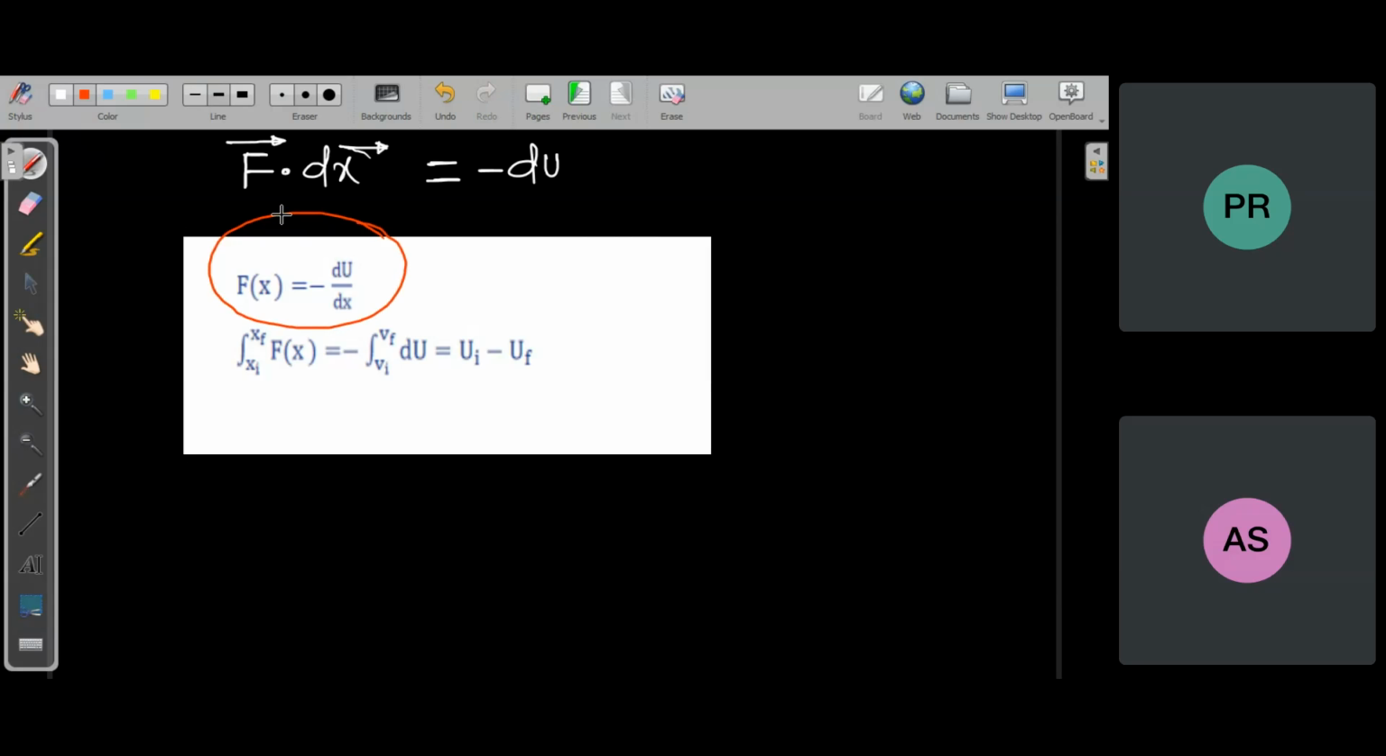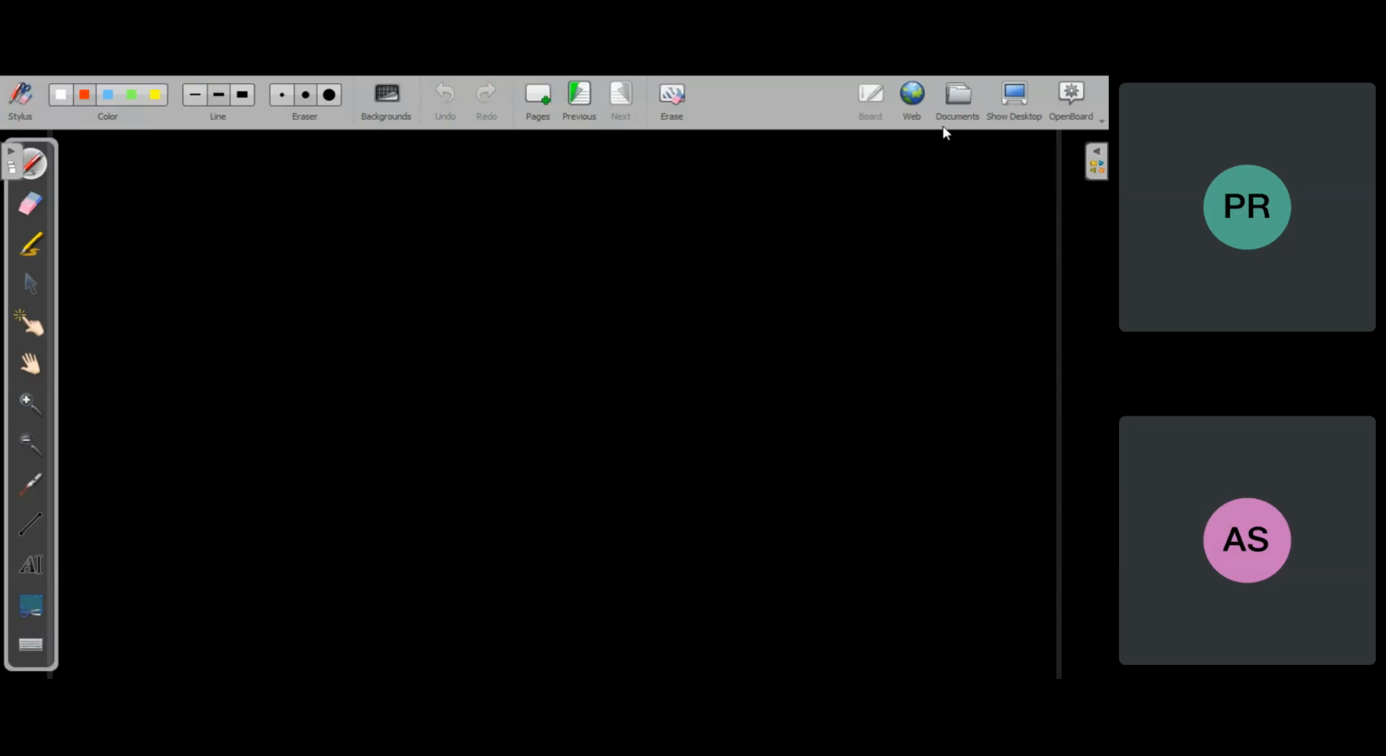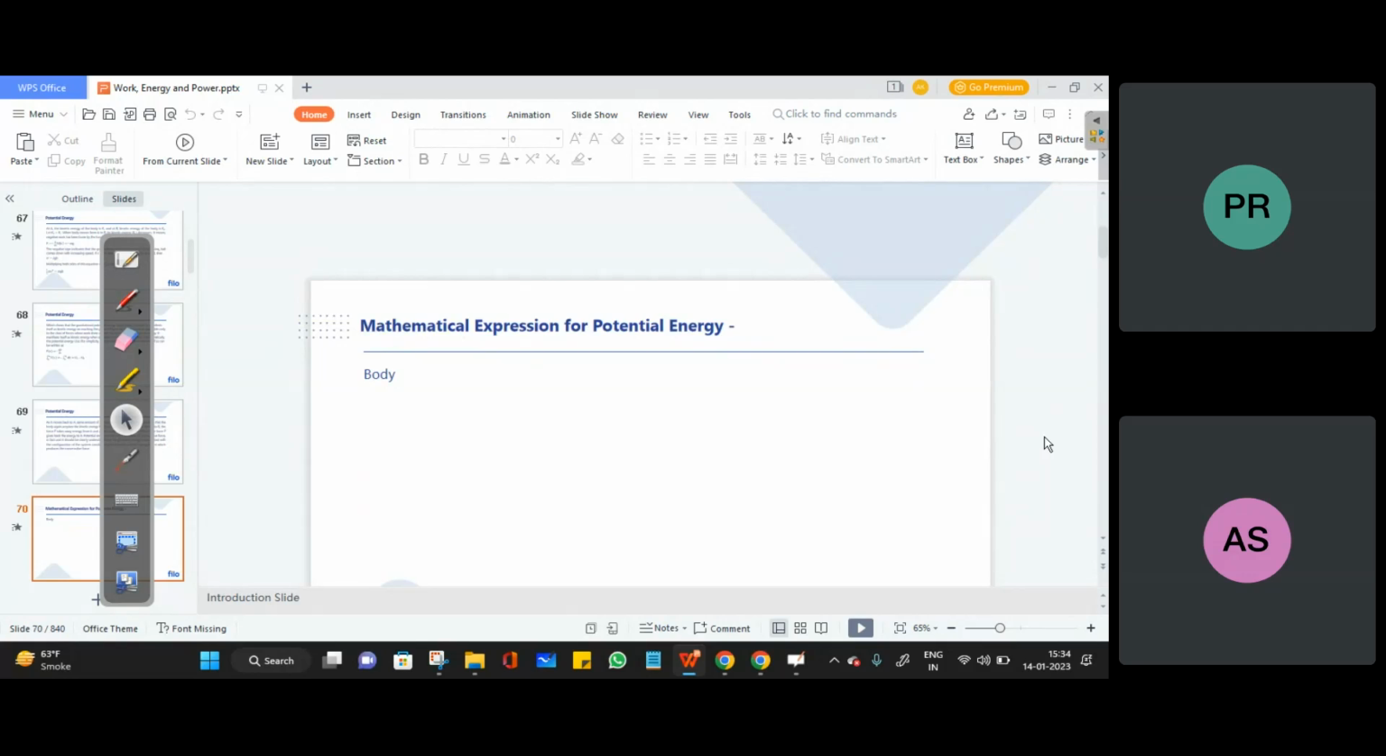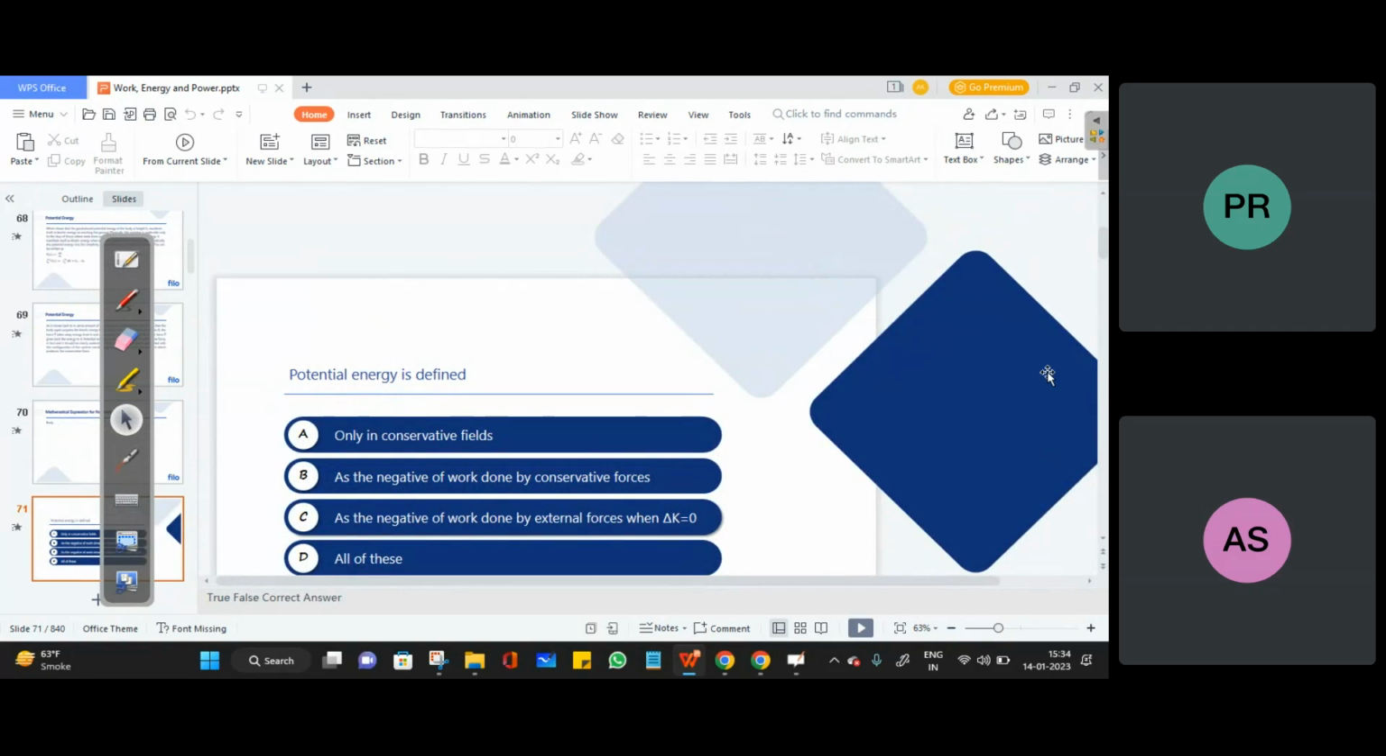Okay, so then you can integrate it, and it is actually saying the same thing. So F dx, here dx should come. This is missing here. Okay, so this is how we define the change in potential energy.